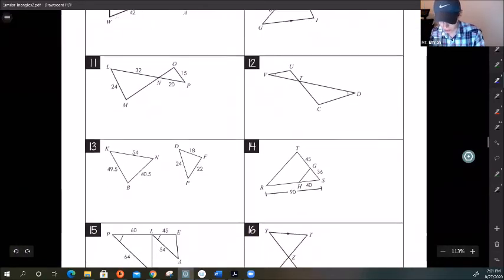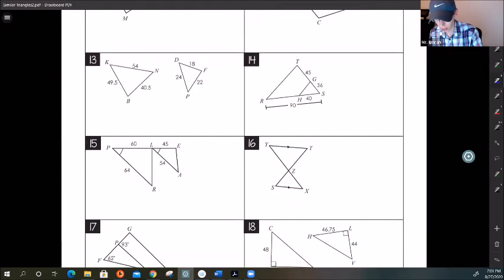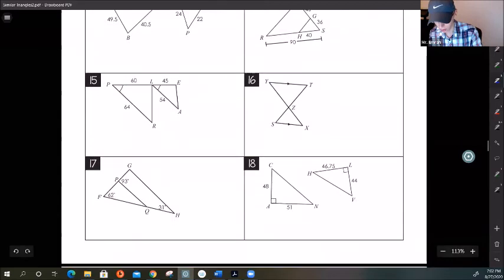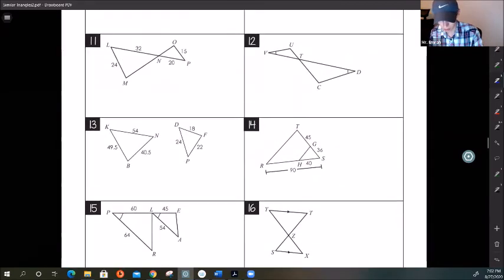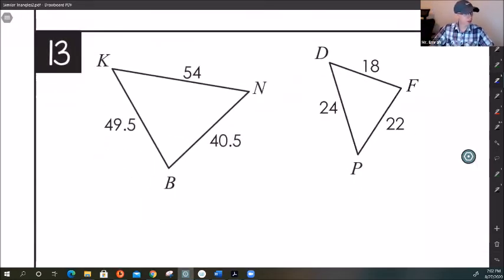All right, one last here on this page. Can you guys check this one? Okay, last one for this topic. Lucky number, right? Yep, side, side, side, but are they similar?